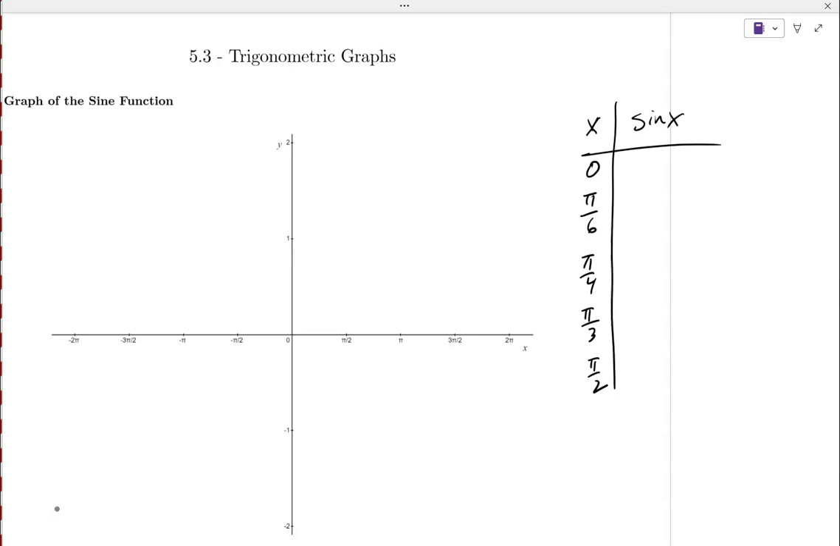What are the values when you start at 0 and go up to pi over 2 for sine? Sine of 0 is 0. Pi over 6 is 1/2. Pi over 4 is root 2 over 2. Pi over 3 is root 3 over 2. And pi over 2 is 1, right?